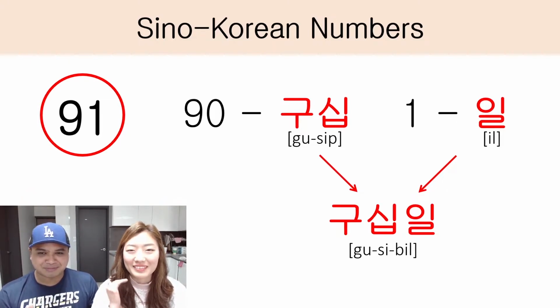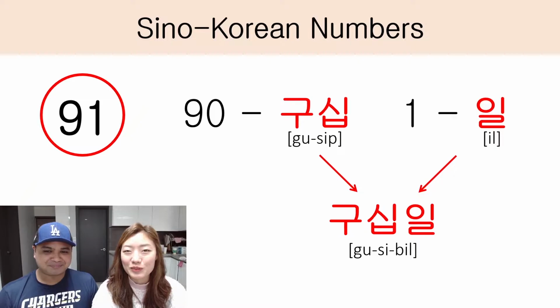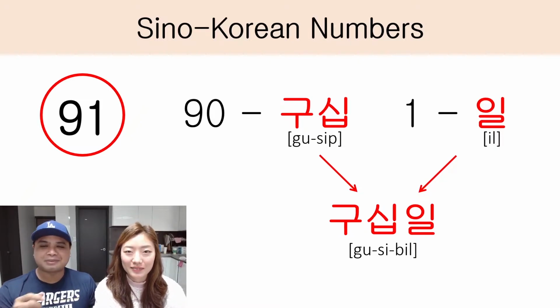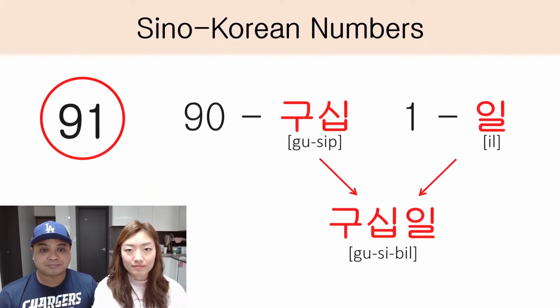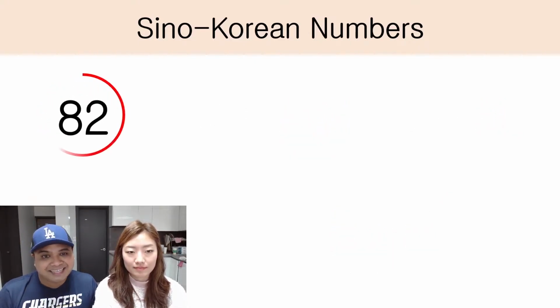This is not easy for me. 91. Yeah. So just remember, break it down. You need to say 90 and then 1, and then you put them together. 91. Then how about something like 82?